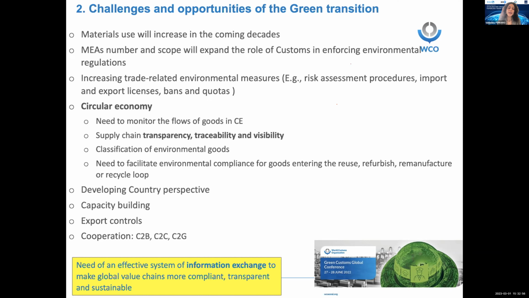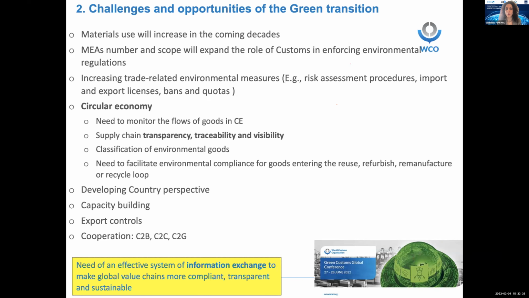In this respect, we highlight the need of monitoring the flows through better transparency, traceability, and visibility of the supply chain at the border. And this relates as well to the classification and the HS codes at the global level, but also what customs can do at the national level, opening a separate sub-item of the classification. And lastly, in the circular economy, we acknowledge the need to facilitate environmental compliance for goods entering this reuse, refurbish, remanufacturing loop.